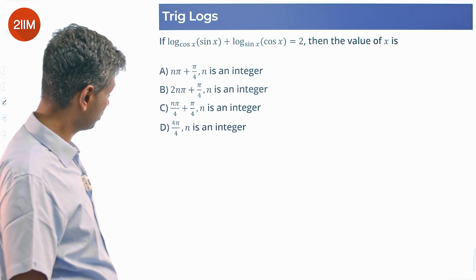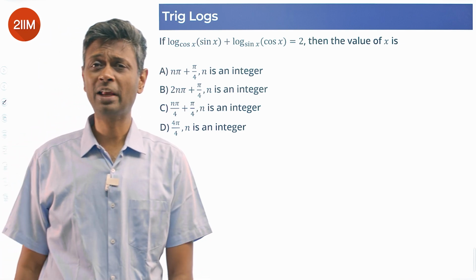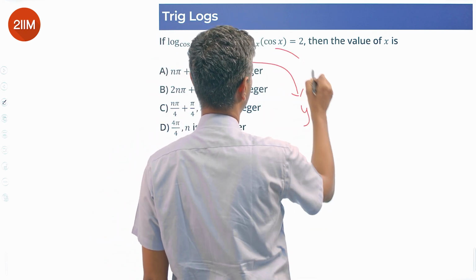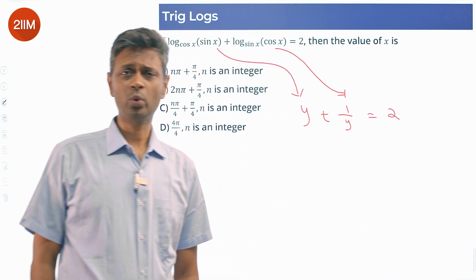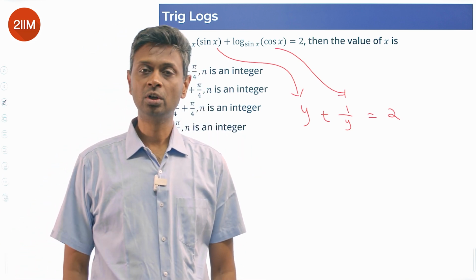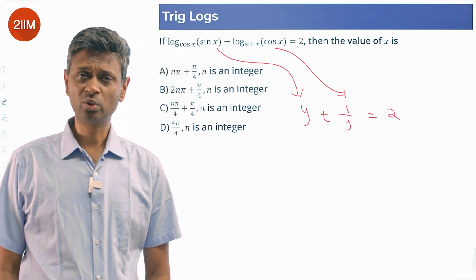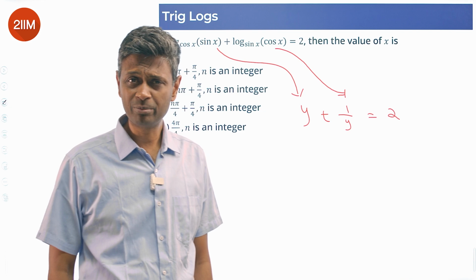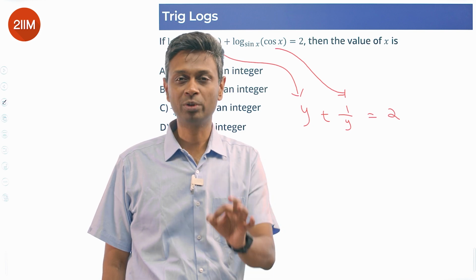Log sin x to the base cos x plus log cos x to the base sin x equal to 2. Beautiful question. Log a to the base b is 1 by log b to the base a. So to start with, if I call this y, this will become 1 by y. Now y plus 1 by y is greater than or equal to 2 or less than or equal to minus 2. Always it's either greater than or equal to 2 or less than or equal to minus 2. So if y plus 1 by y is equal to 2, there's only one possibility where y equal to 1.